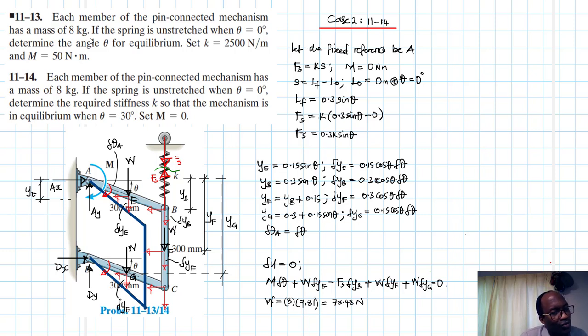Remember we solved case 1 which is 11-13. If you've not watched it, you can just get back to the previous video. 11-13 was solved, and this is where we collected all this work from the previous video, and we just changed the value of k.